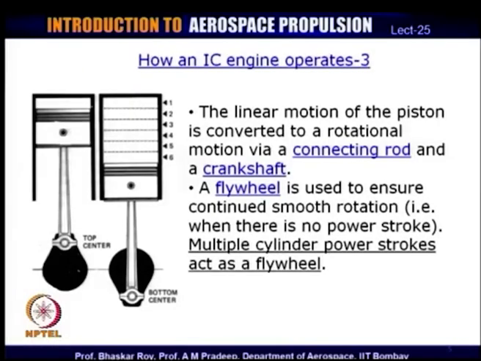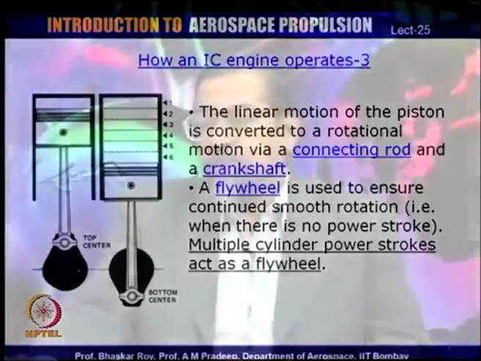So continuous power is being supplied to the crankshaft, and the whole flywheel or the crankshaft-propeller combined continues to rotate all the time, because some cylinder or the other, almost on a continuous basis, is supplying power to the main crankshaft. And this is how, in an aircraft engine, a multi-cylinder arrangement continues to supply power to the main crankshaft.